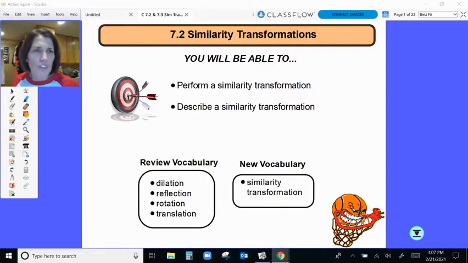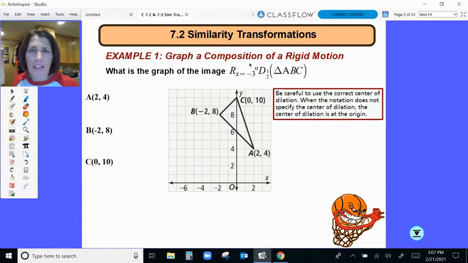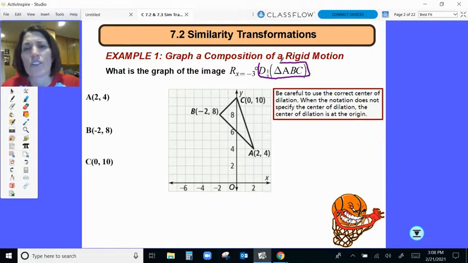So first of all, we're going to look at performing a composition of rigid motion. Way back, many units ago, we learned how to do composition of motions, and you learned that we are going to work from right to left. So we want to perform this dilation first. We're going to dilate ABC by 1/2.